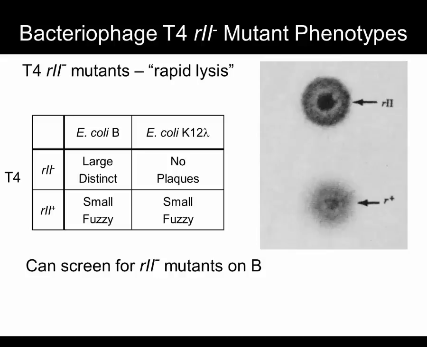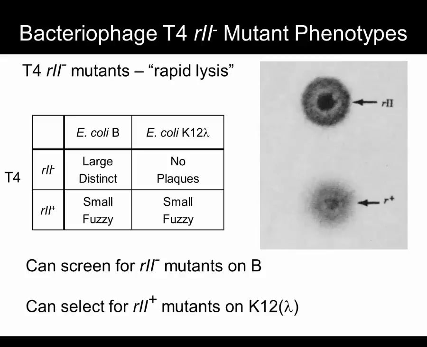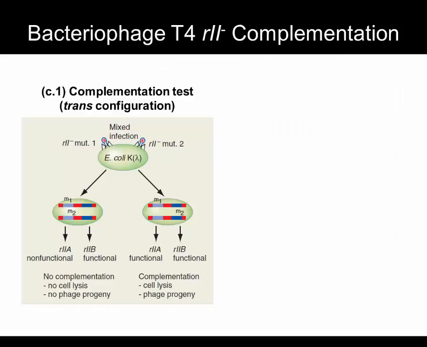The inability of R2 mutants to grow on K12 lambda at all allows for an even more powerful technique called a selection. If you plate both wild-type and mutant phage, only the wild-type will be able to form plaques. If you set up conditions such that the wild-type phage are rare, this allows you to plate the phage at a high density. There are two R2 genes, R2A and R2B, and we can use complementation tests to determine if two mutants have mutations in the same gene or different ones.